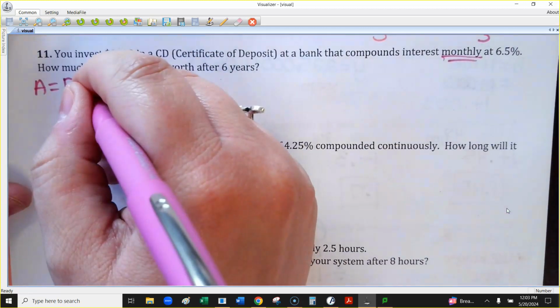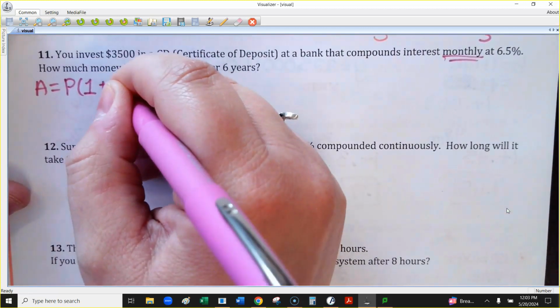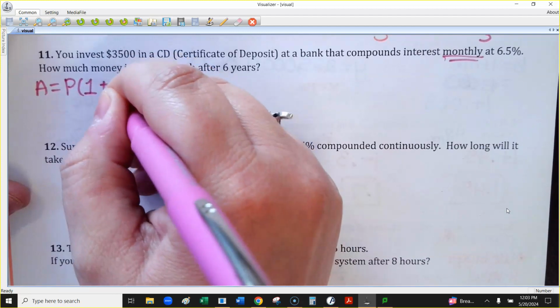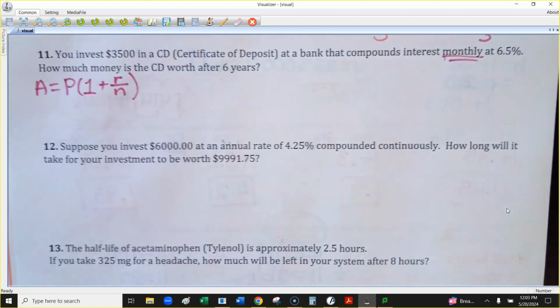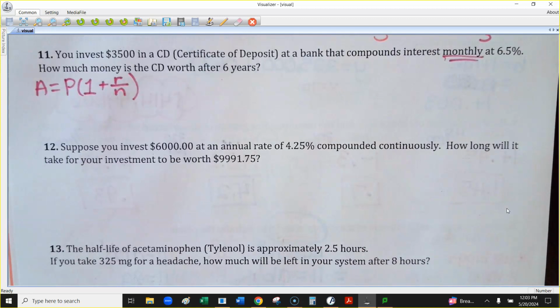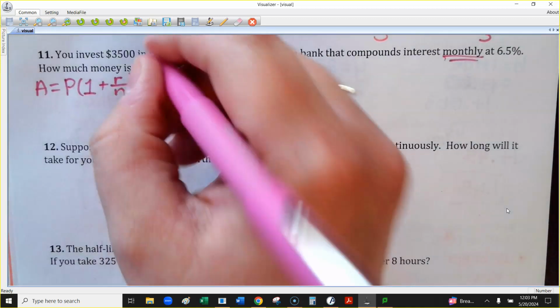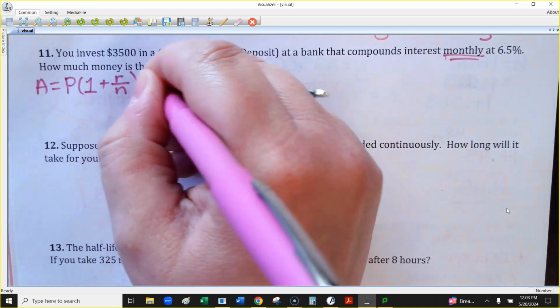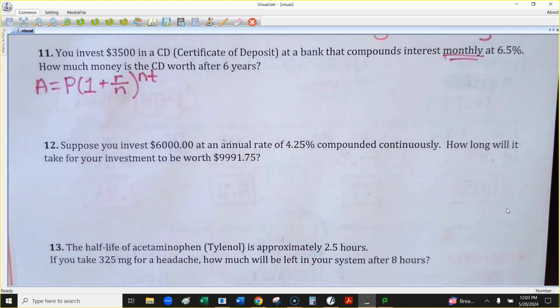And then it's 1 plus whole fraction, your rate, which is R, divided by N. N is the number of times you compound the interest during the course of 1 year. And then it's got an exponent that is NT. So number of times compounded multiplied by T for time.